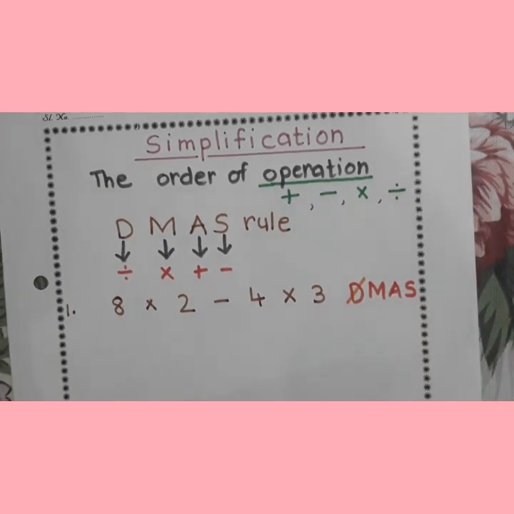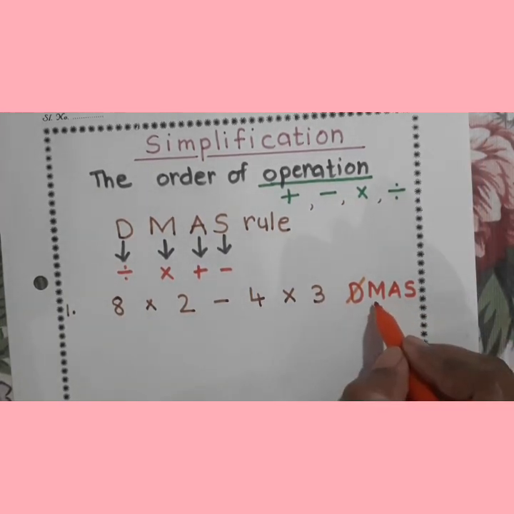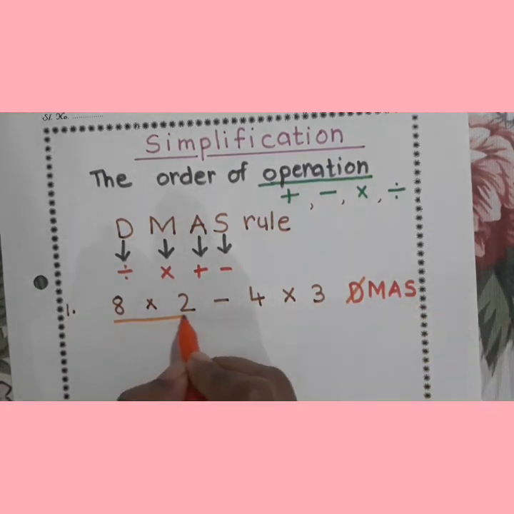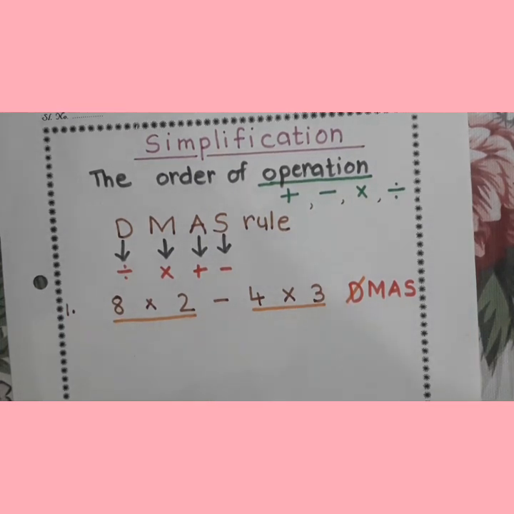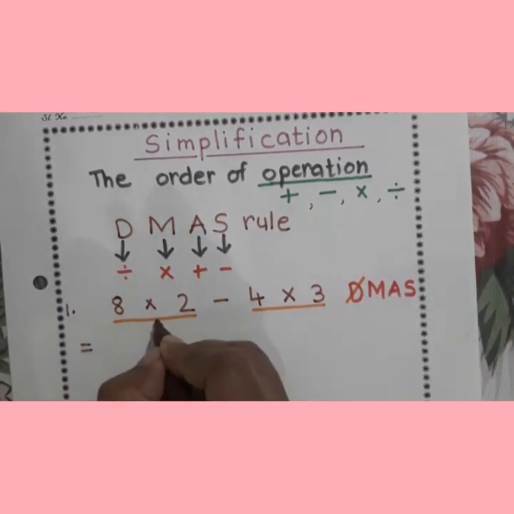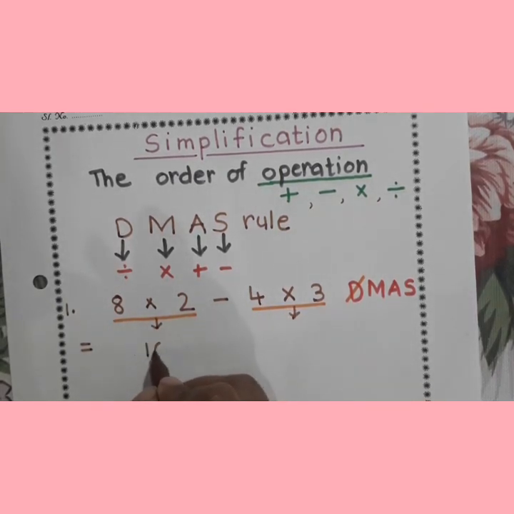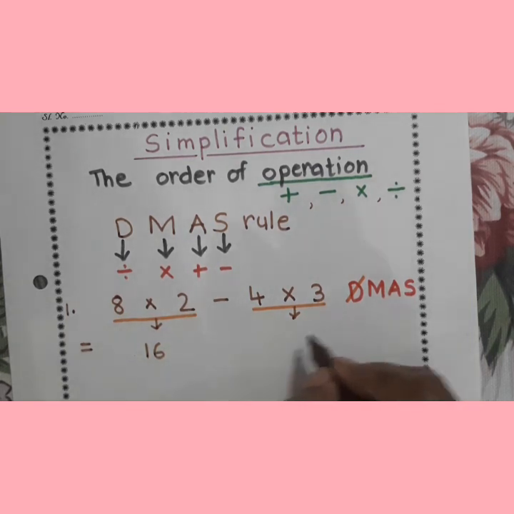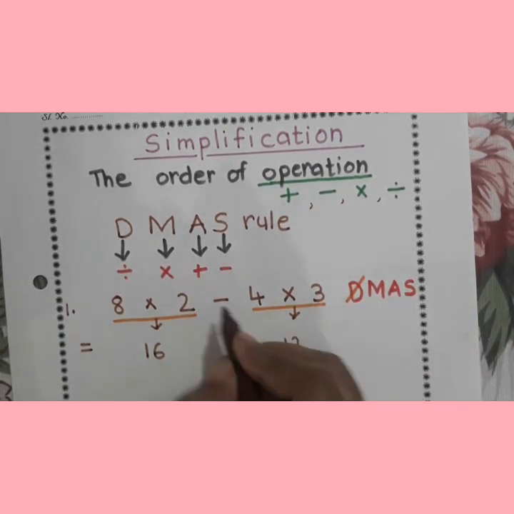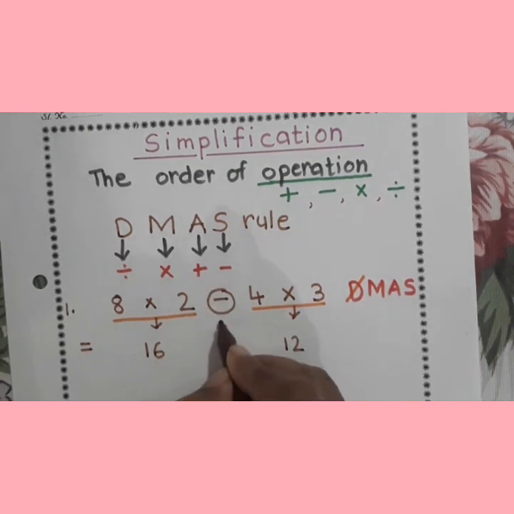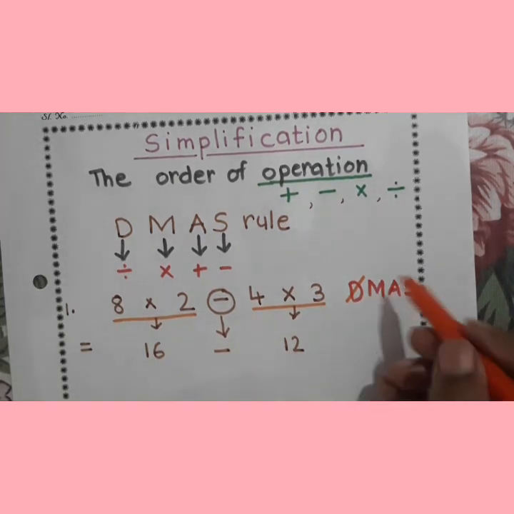Alright. Now M for multiplication. Do we have multiplication here? Of course. So underline the two numbers that need to be multiplied. Alright. So what is your answer here? First of all, put an equal to sign. Make an arrow. Then write down 8 2s are 16. 4 3s are 12. And then copy this minus sign as it is. Alright. Now multiplication is over.